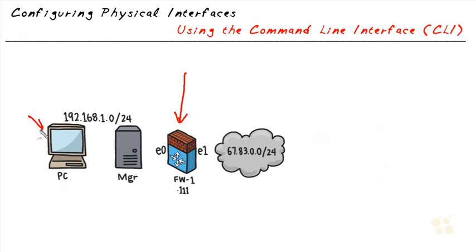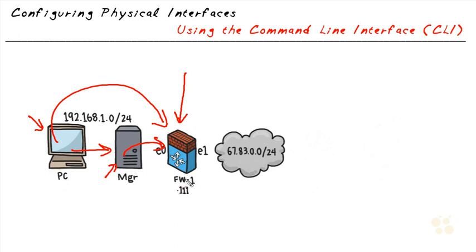Another option is we could have a client at our PC and connect via SSH over to the gateway. And that would give us command line interface access. And then third, we could be logged into Smart Console on the manager, and then from Smart Console, we could actually launch and connect via SSH from there over to the gateway.